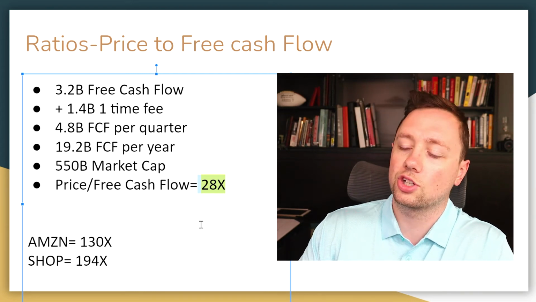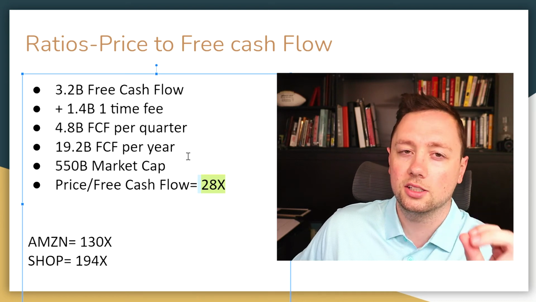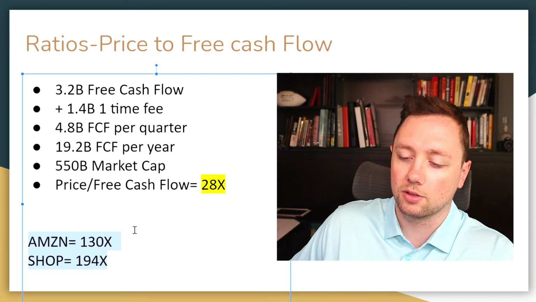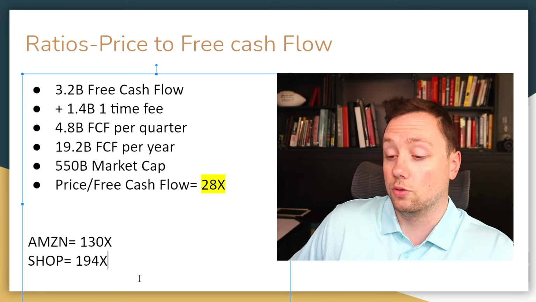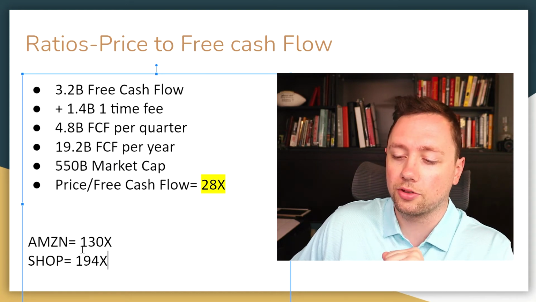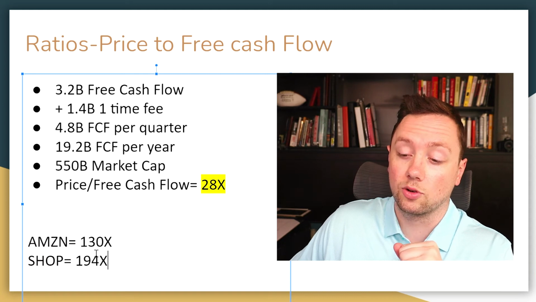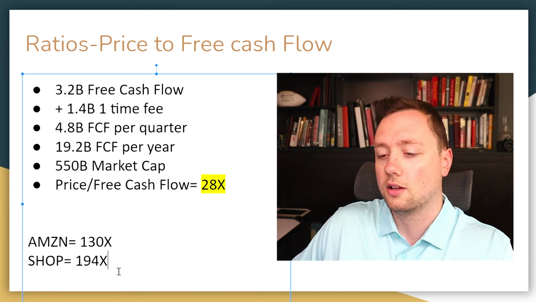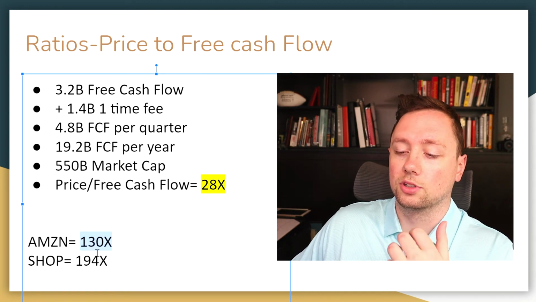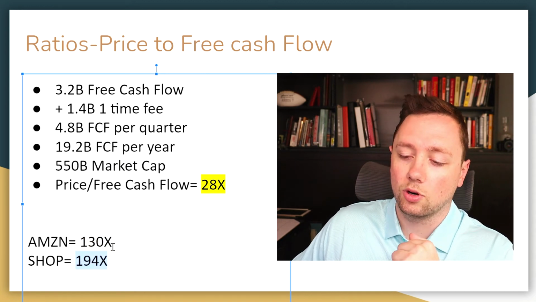Now, that is just a ratio for this company, but what we need to do is compare it to other companies in the space. And when you do that, I compared them to Amazon and Shopify using the same method here. And when I put in those numbers, it equates to about 130x for Amazon and 194x for Shopify.